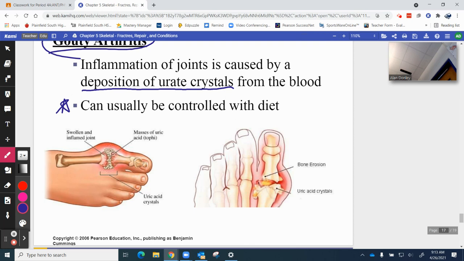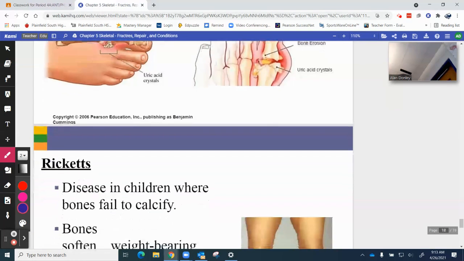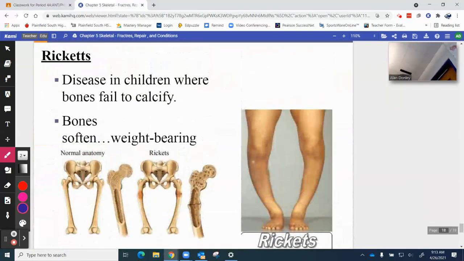So when they have this gouty arthritis attack, usually the whole limb or the whole hand or anything wherever it's at will swell up. Right? It can be really painful, but again, it's usually pretty well controlled by diet. Okay, another one we can see is what's referred to as rickets. All right, this is a disease in children where essentially the bone fails to calcify.